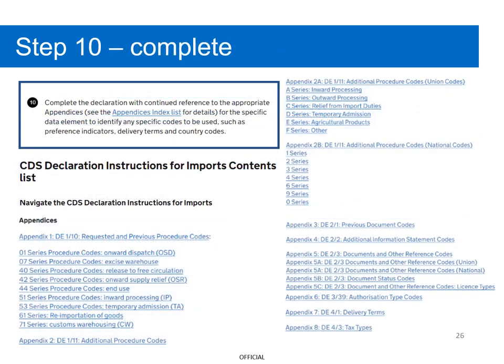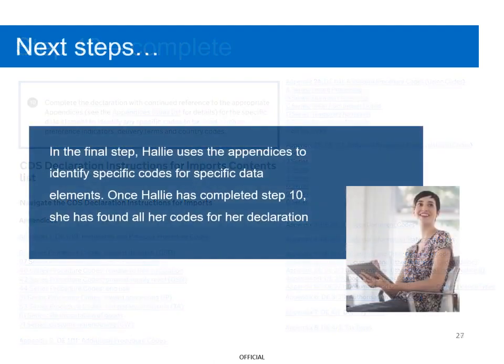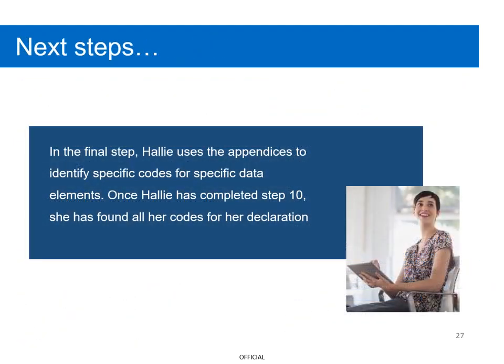In the final step, Hallie uses the appendices to identify specific codes for specific data elements. Once Hallie has completed step 10, she has found all her codes for her declaration. Hallie has now identified how to successfully find all the necessary information and codes for her declaration. Once Hallie has identified all the information and the codes, her next step will be to complete and then submit her declaration.